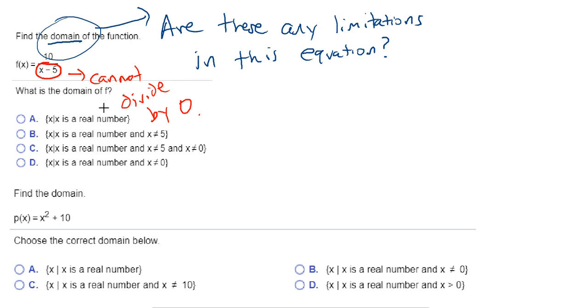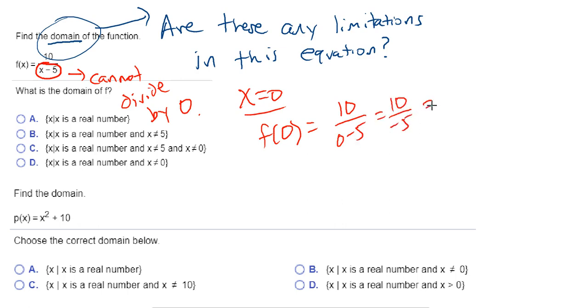A lot of students will answer that with the number 0. Don't plug in 0 into this equation. But if you plug in 0, it's fine, right? Plug in x equals 0. You get f of 0 equals 10 over 0 minus 5, which is 10 over negative 5, which is negative 2. Right? No problems there, right? The equation handles that just fine. The number that it doesn't handle just fine is the number 5.